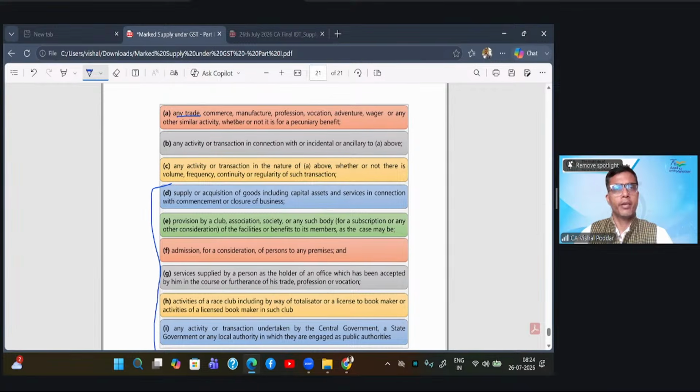So business is trade, commerce, manufacture, profession, vocation, adventure, wager, or similar activity. When you indulge in any of these activities, the law says these are all business. Most important, whether or not they are done for getting any profit. Now this is strange. Normally we understand business as a profit making or profit motive activity.